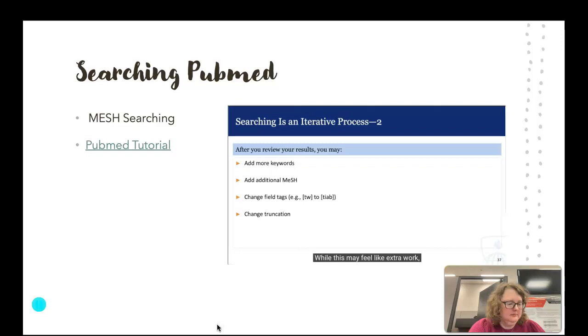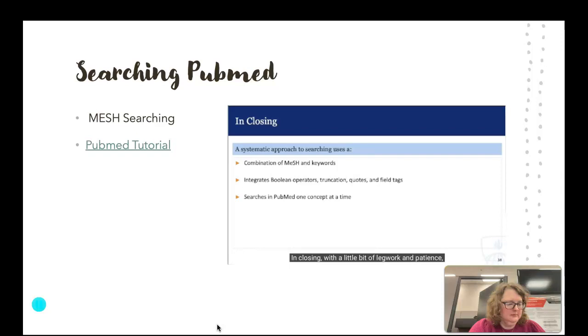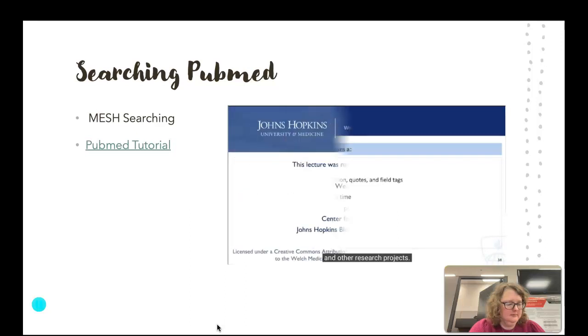While this may feel like extra work, remember that each change you make is bringing your search one step closer to generating relevant results. In closing, with a little bit of legwork and patience, you will be well on your way to developing an effective search strategy. Following a systematic approach that uses a combination of MeSH and keywords integrated with Boolean operators, truncation, quotes, and field tags is a key factor in building comprehensive searches that can be used for literature reviews and other research projects.